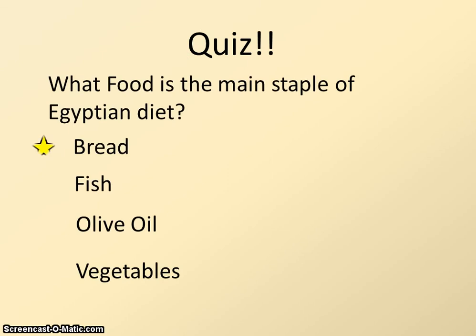And now it's time for a quiz. Which food is the main staple of the Egyptian diet? Bread, fish, olive oil, or vegetables? With the answer, of course, being bread.